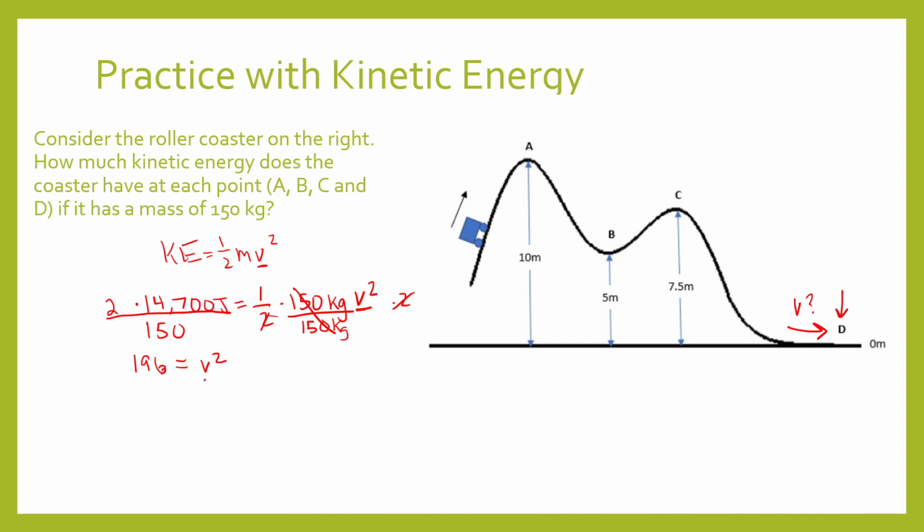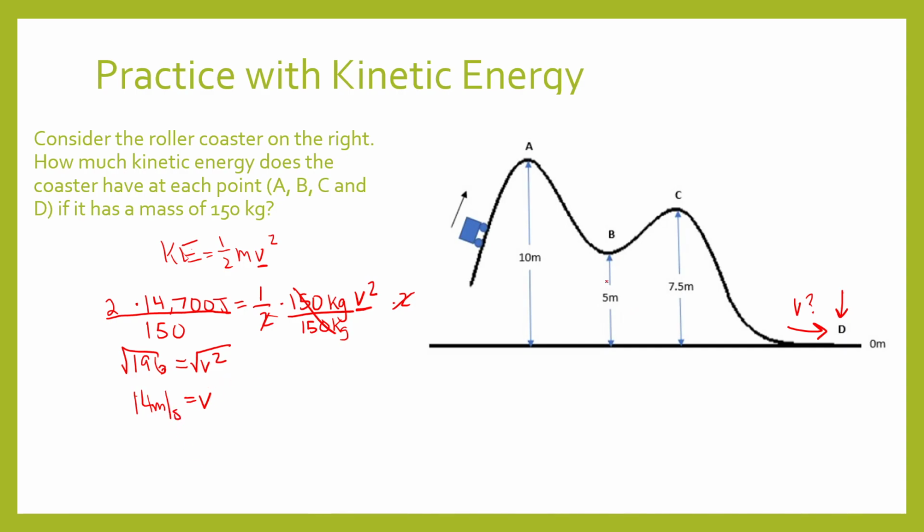Does anybody remember how you can solve for a square? Well, what number squared equals 196? All we need to do here is find the square root, because by doing it to this side, I get v by itself, and I get the square root of 196 to find out what v actually equals. So I'm going to put that into my calculator and take the square root of 196, and I get 14 as my answer. And it's 14 meters per second.